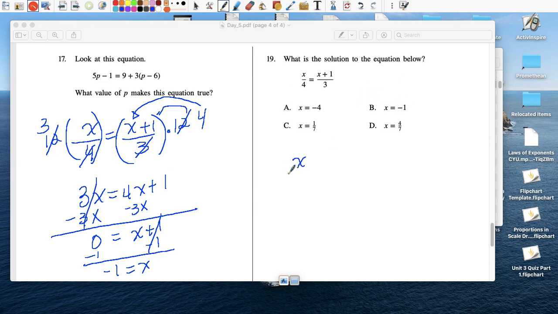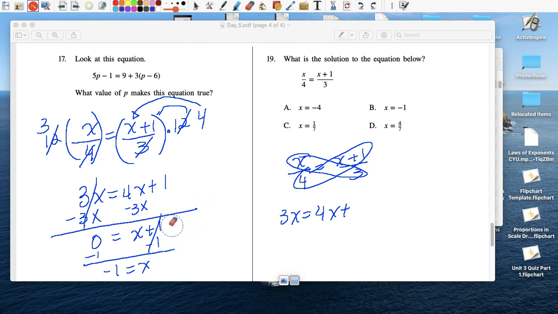The other way you could have done this, just like when we have a proportion, is cross multiply. x times 3 is 3x. 4 times that, again distributive property, you get 4x plus 4. What did I forget? Oh, shoot. This should have been a 4. Apologies. I made a mistake. This here should have been a 4. Everything else is correct. So over here we do minus 4, minus 4. The actual answer is A.